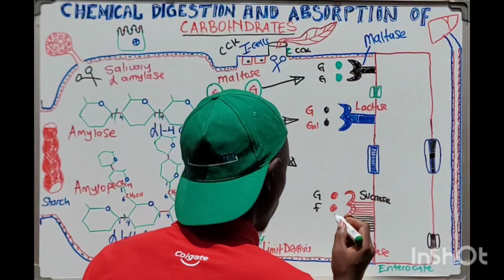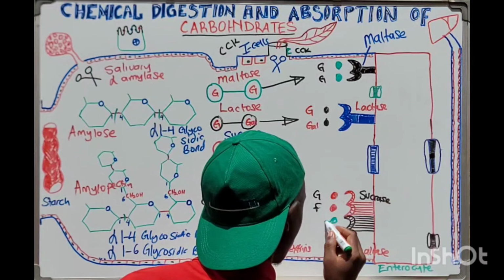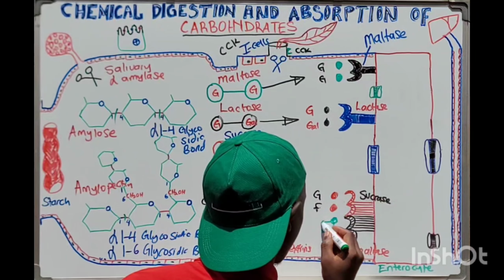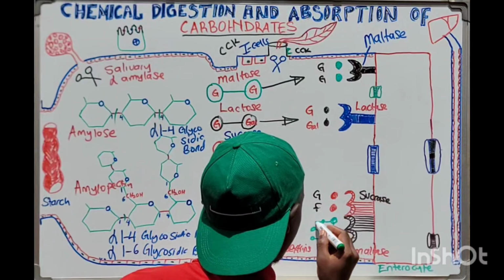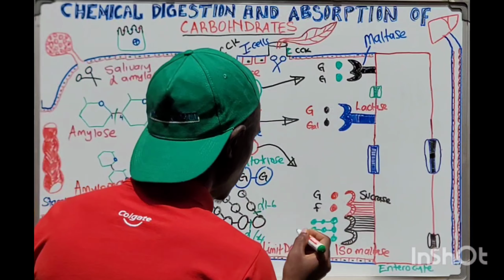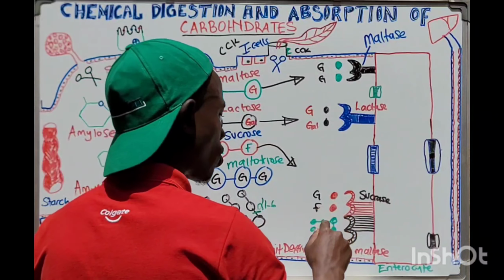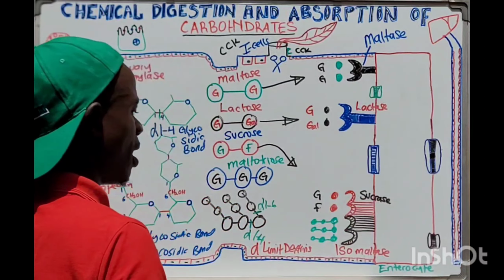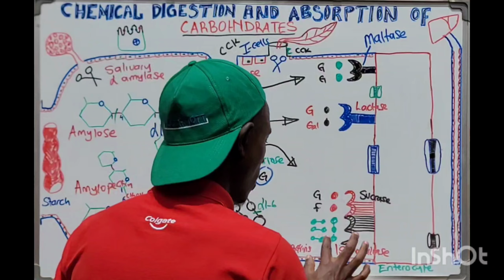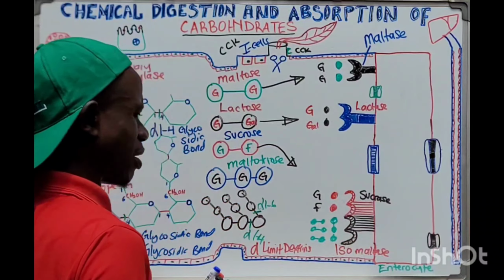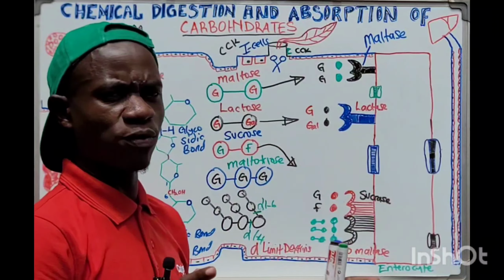Now this molecule is also going to be coming over here, having a lot of branches like this. This molecule has alpha 1 to 4 glycosidic bonds, but it also has alpha 1 to 6 glycosidic bonds. This isomaltase will come over and break those bonds, and by doing that, it is only leaving alpha 1 to 4 glycosidic bonds.